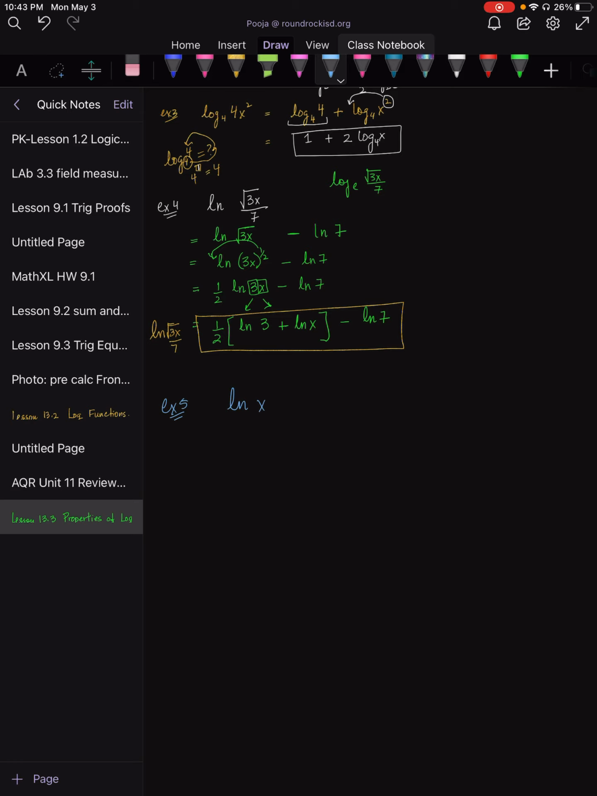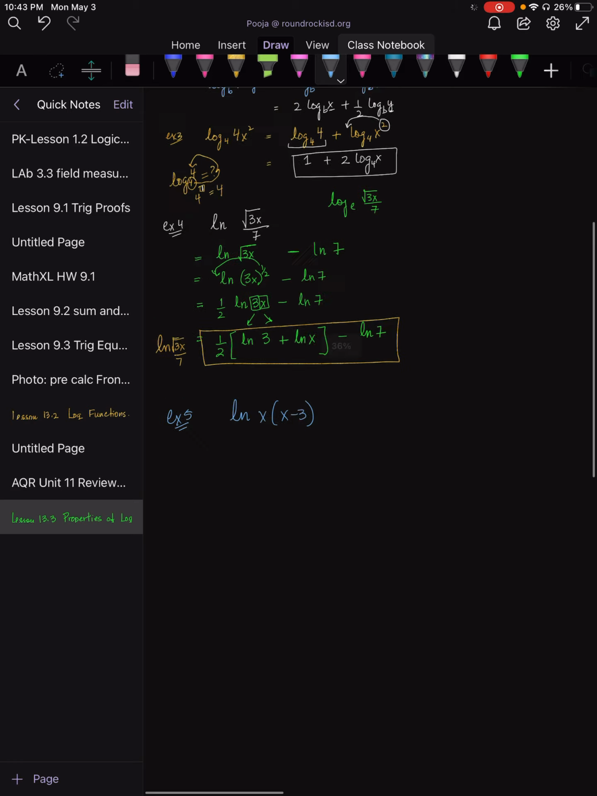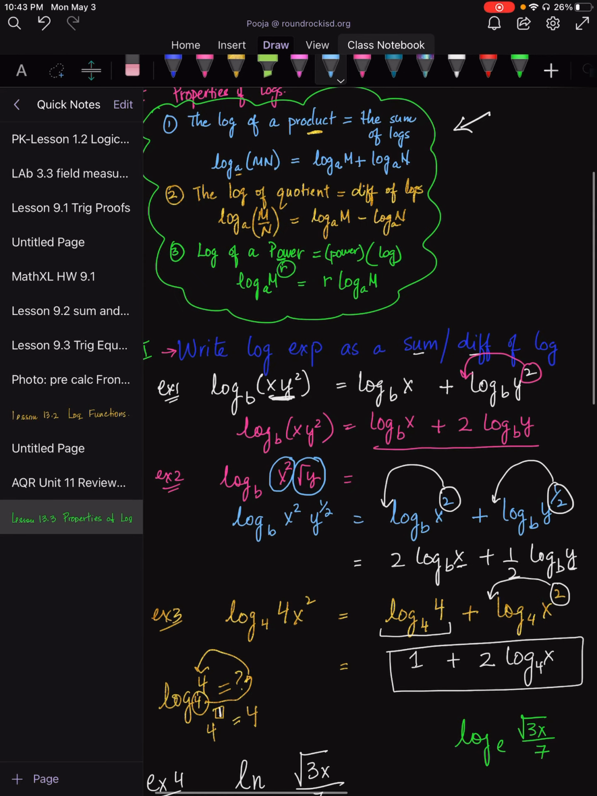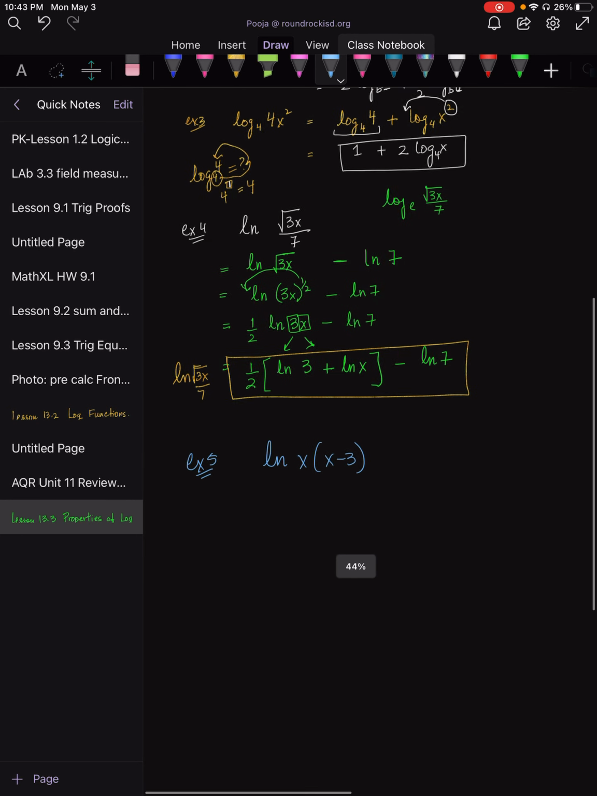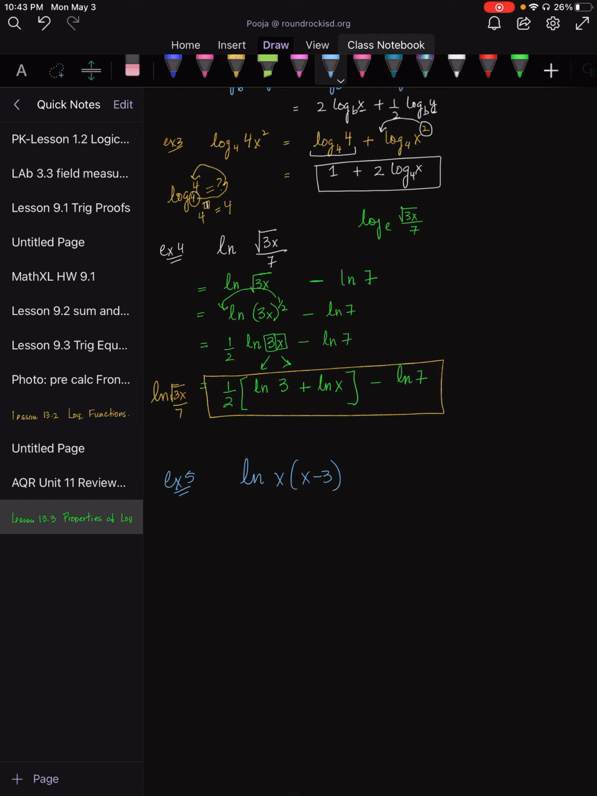Natural log of x times x minus 3. And I'm still in the same category, so the instructions are in dark blue here. Write the log expression as a sum or difference of logs. We're following the same pattern. Now, how do I know whether I write it as a sum or difference? Same thing. After the log sign, this happens to be the natural log, I see x being multiplied with x minus 3, right? So we have a product here. Anytime we have a product, that can be rewritten as a sum: natural log x plus natural log of x minus 3.